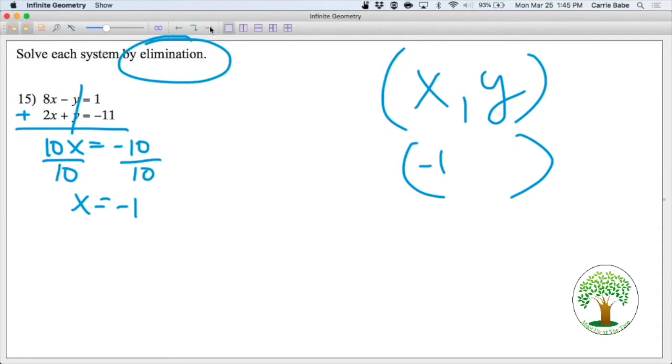I know my x value is negative 1, but I need a y value. Is it 0? No, because they cancel out. It's not 0 because we have to plug it back into one of these equations here.